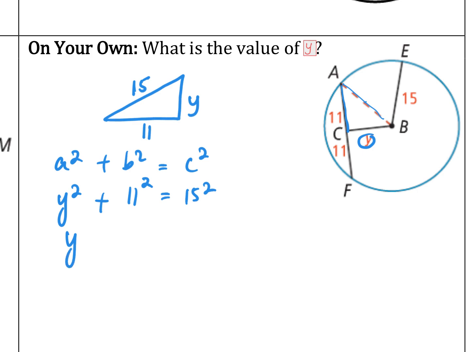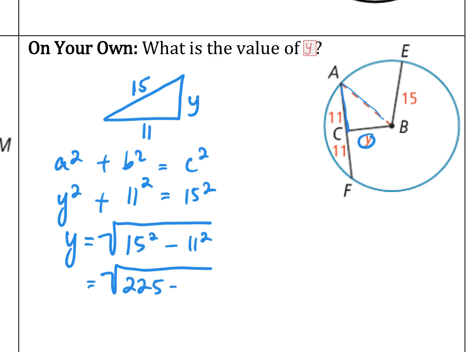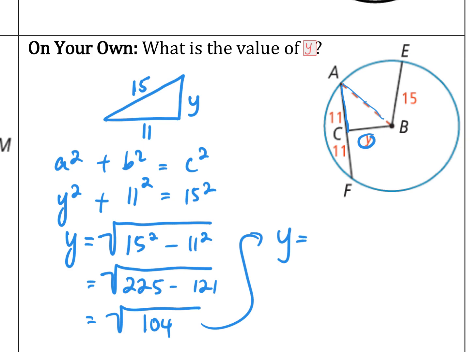Okay, continuing the process, that's going to be y is equal to the square root of 15 squared minus 11 squared. Continuing with this, 15 squared is 225, and then 11 squared is 121. This is going to give you the square root of 104. Therefore, my y here is equal to the square root of 104. It's going to be 10.19, or if it is rounded off to the nearest tenth, it's going to be 10.2.